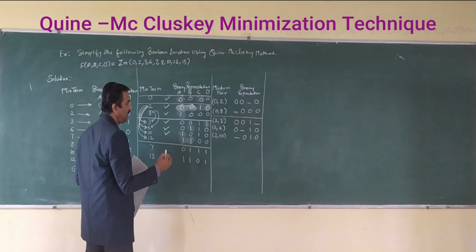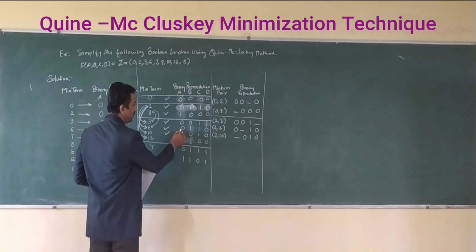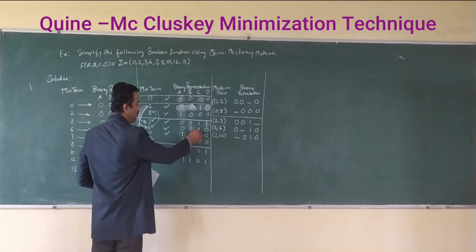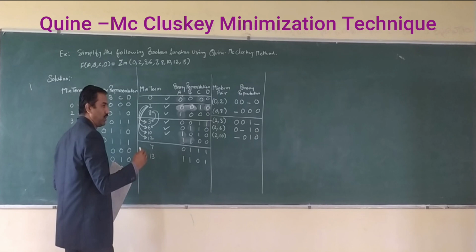So let me check out 8 with 6. 1, 0, there is a bit change. 0, 1, there is a bit change. Again, you can see 0, 1, there is a bit change. So whenever I am comparing 8 with 6 also, you can find there is a bit change in more than one position. So comparison of 8 and 6 is not possible.